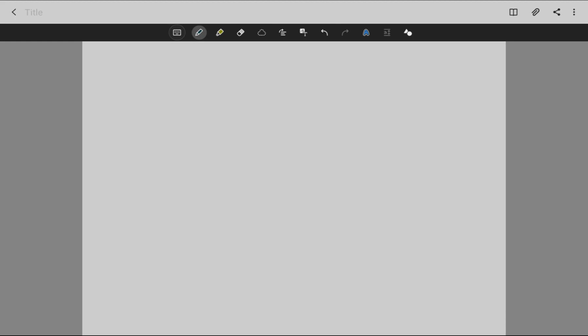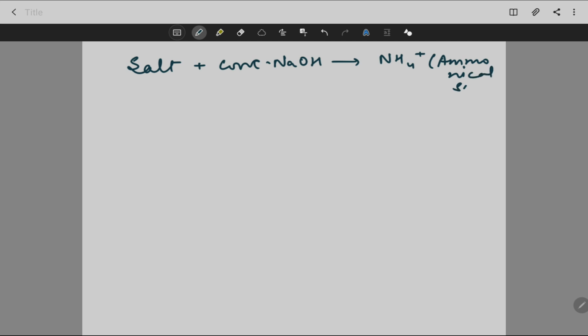So if we have a quick revision of the groups whatever we did, like we have salt, in this we added a pinch of salt, we added concentrated NaOH. If ammonical smell is there, then ammonium may be present. If there is no ammonical smell, it means zero group absent, and then we have to move further.